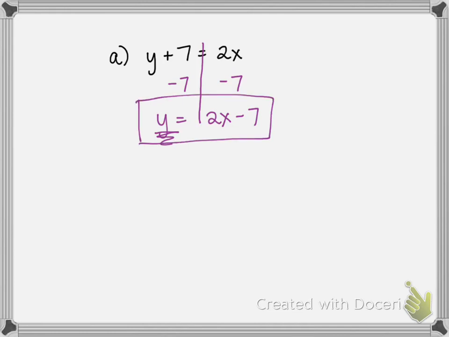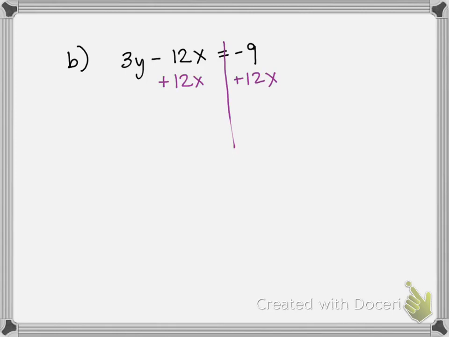So I could tell a couple of things right now. My slope is 2, because that's the number with x, and my y-intercept would be negative 7. So if I were to make a graph, I would start on the y-axis at negative 7, go up 2, and then over 1. So that's sort of the advantage of having it in this form instead of how it started. That was kind of a simple example.